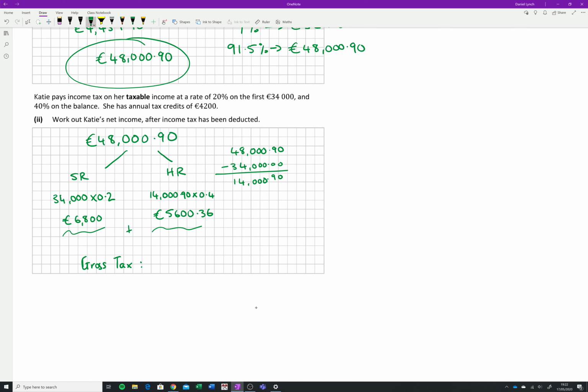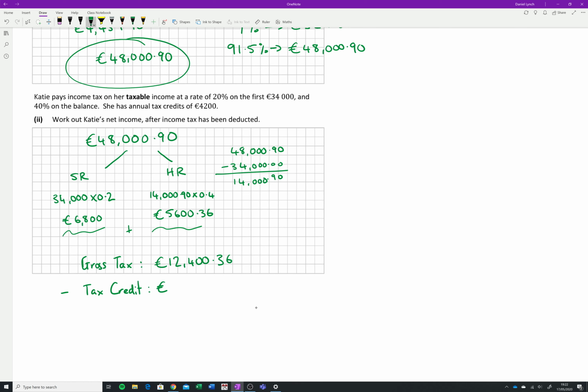Excuse me. So we can just add these two together to see how much we will have to pay in tax. So our total tax bill is 12,436. But what happens is you get a tax credit. So with a tax credit, you subtract it off your gross tax. This gets to come off your bill.